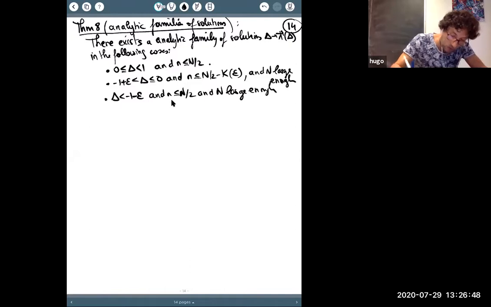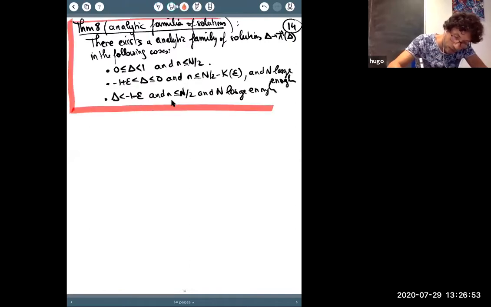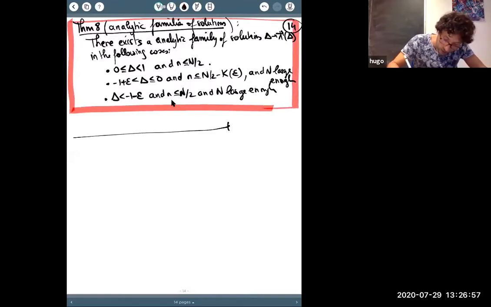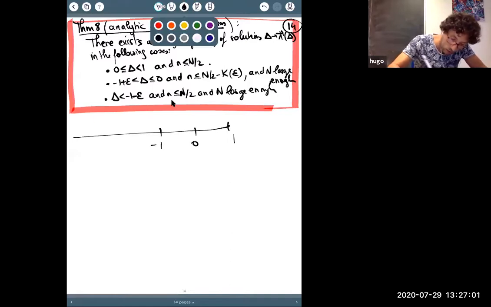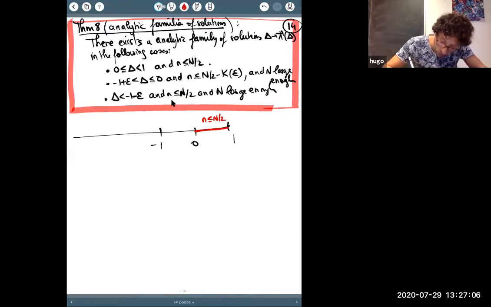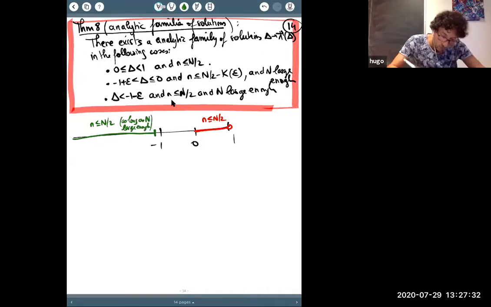So what does it mean? If I draw a picture, when can I construct an analytic family? So there is 1, 0, minus 1. So for any small n smaller than capital N over 2, I can construct an analytic family on this whole thing. There is no problem. If I take n smaller or equal to capital N over 2, and I fix myself a place close to minus 1, on this whole thing, I can do it as long as n is large enough. So it's not true that for any fixed n, I can go up to minus 1, but it's true that whatever delta smaller than minus 1, I can go up to this delta as long as capital N is large enough.